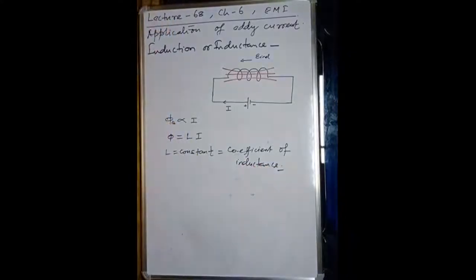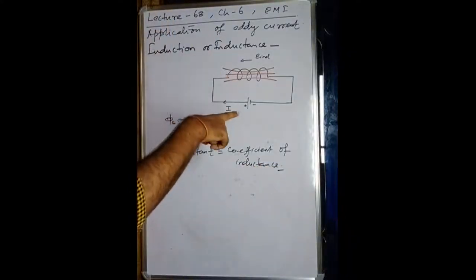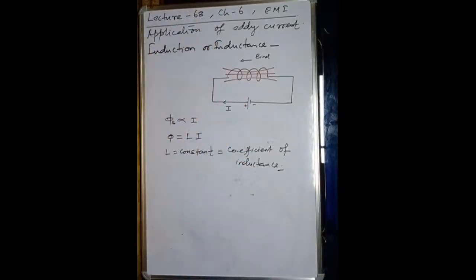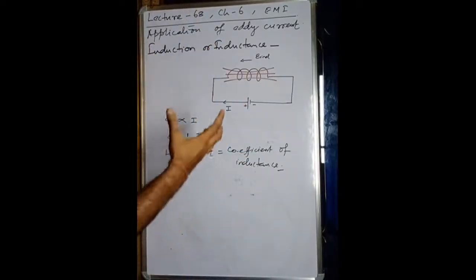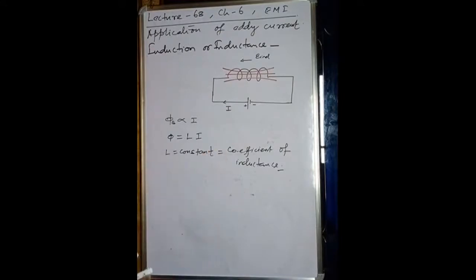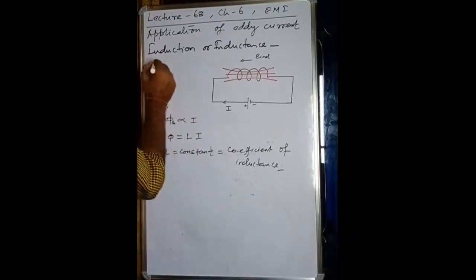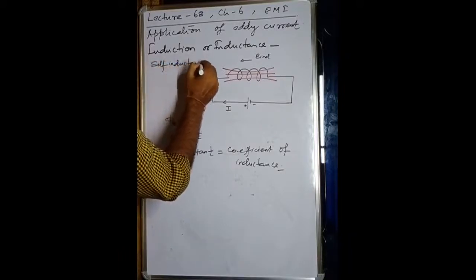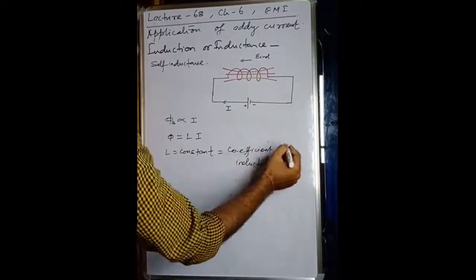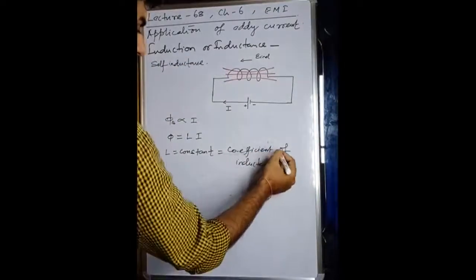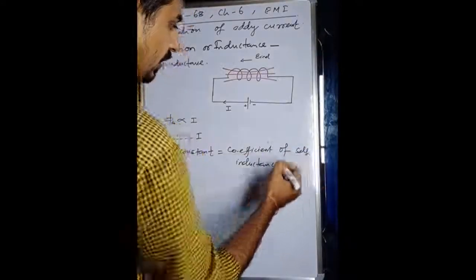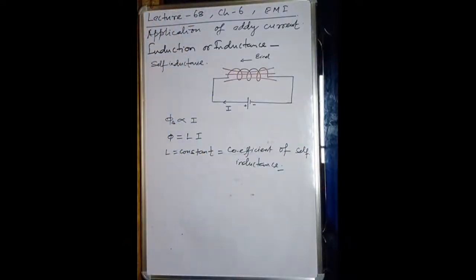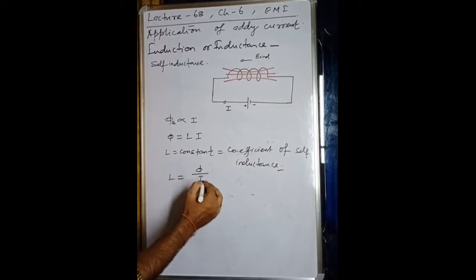Remember, here the EMF is induced in the same coil in which the current is changing and the flux is changing. That's why this particular phenomenon is also called self-inductance, self-induction or inductance. This is the coefficient of self-induction. Now if you wish to find the value of this L, then you can write L equals phi over I.